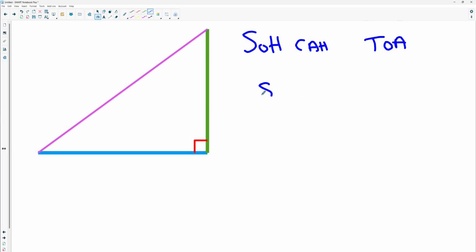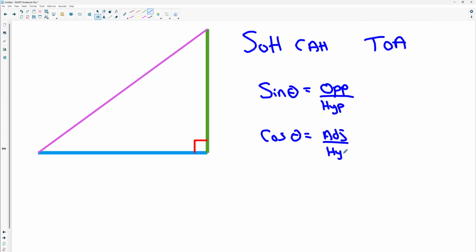SOHCAHTOA stands for: sine of an angle is equal to its opposite side over the hypotenuse. Cos of an angle is equal to the adjacent side over hypotenuse. And tan of an angle is equal to its opposite side over the adjacent side.